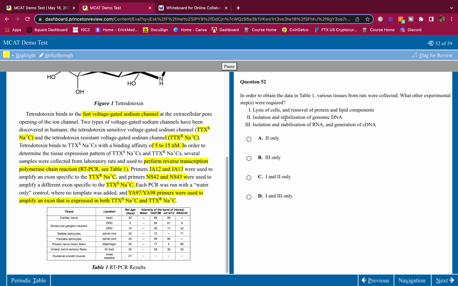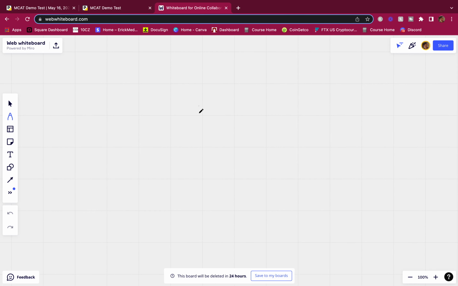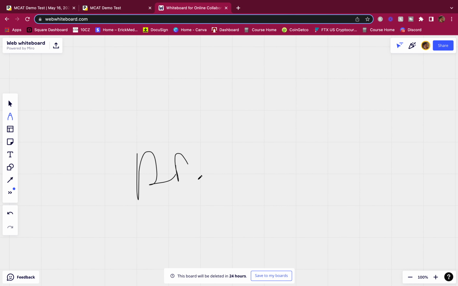Two, isolation and stabilization of genomic DNA. No, we don't care about the genomic DNA. We care about the RNA. And then from the RNA, we make cDNA. Okay, that's what three says here. Isolation, stabilization of RNA, and generation of cDNA. That's how reverse transcriptase works. In reverse transcription, you have RNA, and we use reverse transcriptase to go from RNA to cDNA.